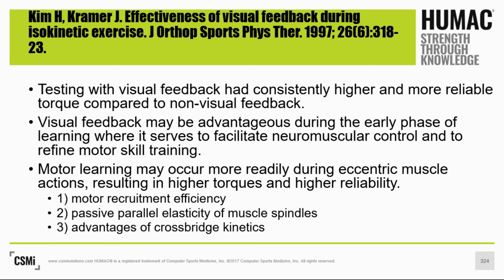Here's an older study by Kim and Kramer in which they looked at using visual feedback during isokinetic quadriceps testing. Half of the 40 healthy subjects, both male and female, were provided with visual feedback, and they had higher torque production in both concentric and eccentric contractions compared to the subjects without visual feedback. The authors also discussed how the eccentric contractions were more responsive to visual feedback, and they relate this back to the mechanisms such as preferential recruitment of type 2 muscle fibers, the muscle spindle stimulation, and the cross-bridging kinetics during eccentric contractions.